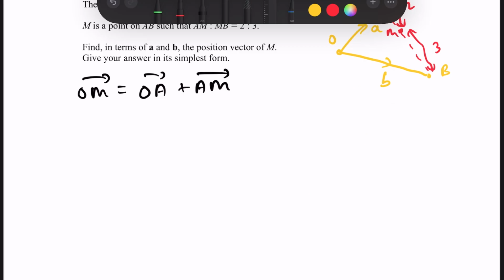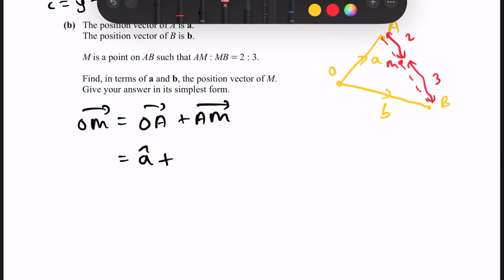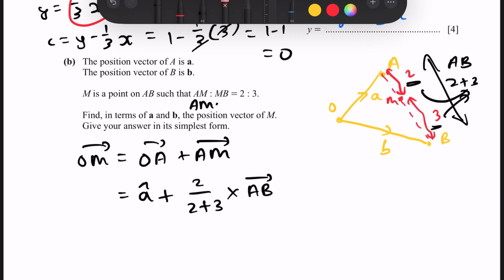So in this case, if we take OA plus AM, since OA is equal to a, I'll use this hat symbol for now, plus AM. So AM is equal to, as you can see, 2 over 2 plus 3 times AB. Since if the ratio of AM to MB is equal to 2 is to 3, this means that we can treat AB as 2 plus 3, since this 2 and this 3 both contribute to 2 plus 3, which is AB. So the ratio of AM to AB is equal to 2 is to 5.